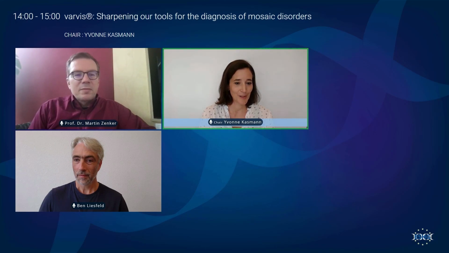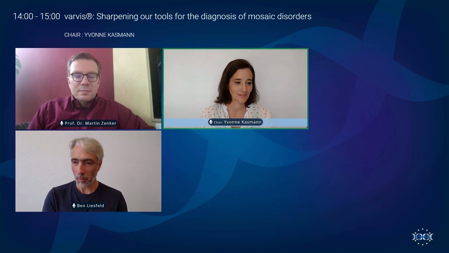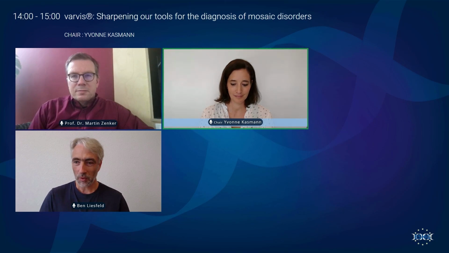And from the perspective of the software and the assay, Ben, what do you think? Is it suitable for routine diagnostics? We are listening very closely to what our customers are saying, and of course there are ideas on how to further improve and streamline the analysis. From a bioinformatics point of view, I think we have everything ready and available, and we are happy to work with our customers to further develop the application to make it even easier to use in routine diagnostics.